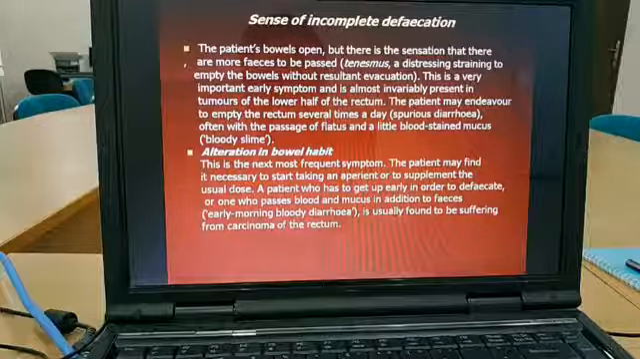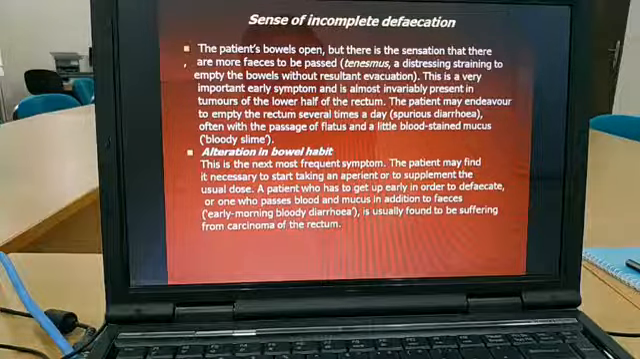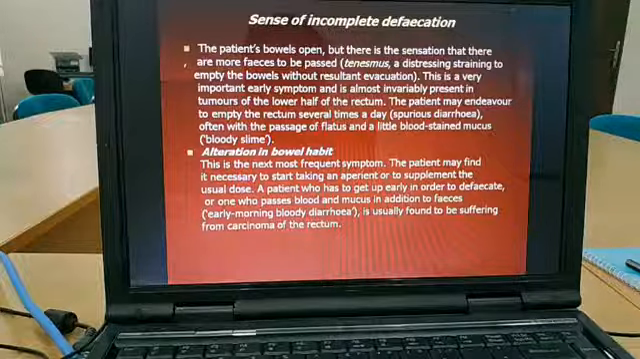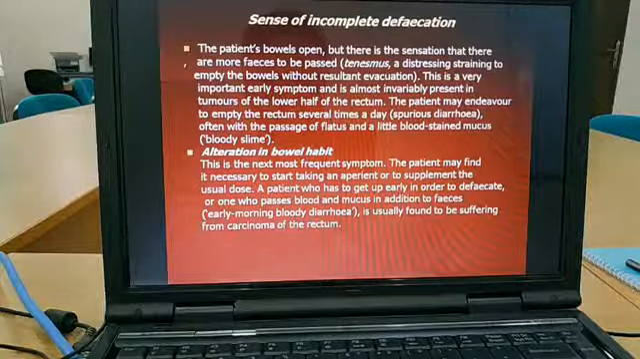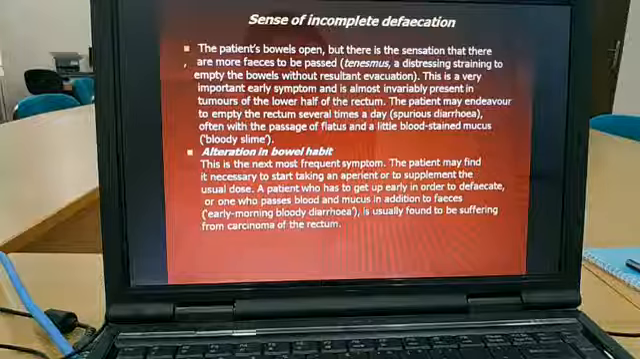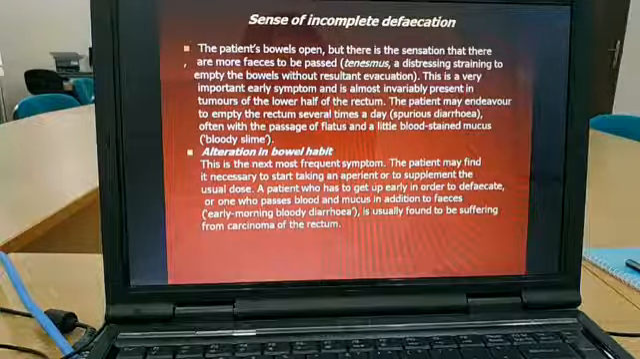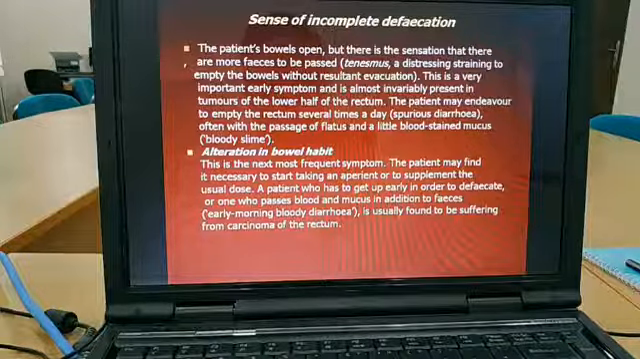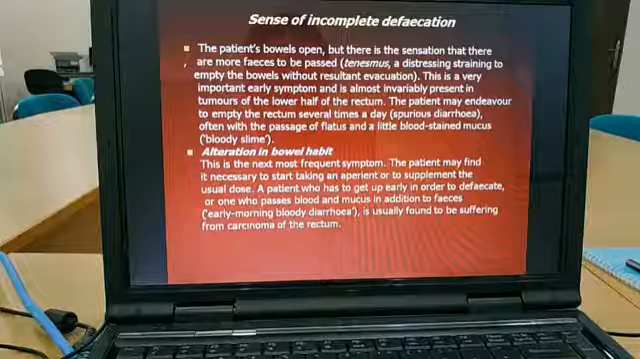Another important clinical feature is the alteration of bowel habit. This is the next most frequent symptom. The patient may find it necessary to take an aperient or to supplement the usual dose. The patient who has to get up early in order to defecate, or who passes blood and mucus in addition to the feces, that is again called early morning diarrhea, is usually found to be suffering from carcinoma of the rectum.